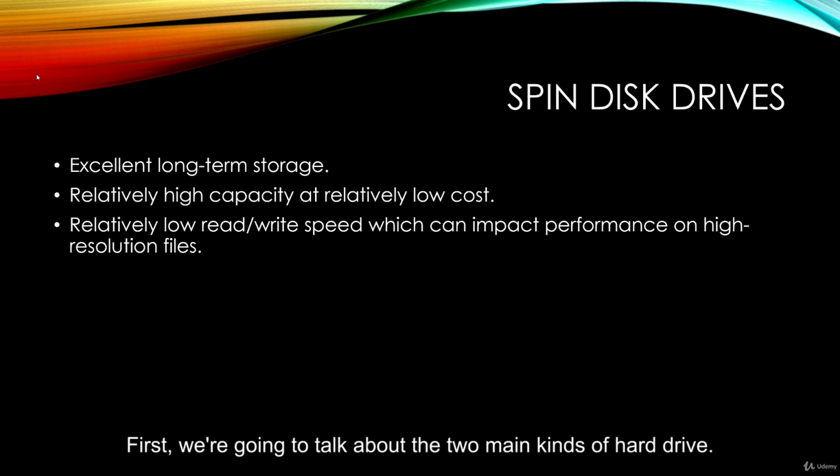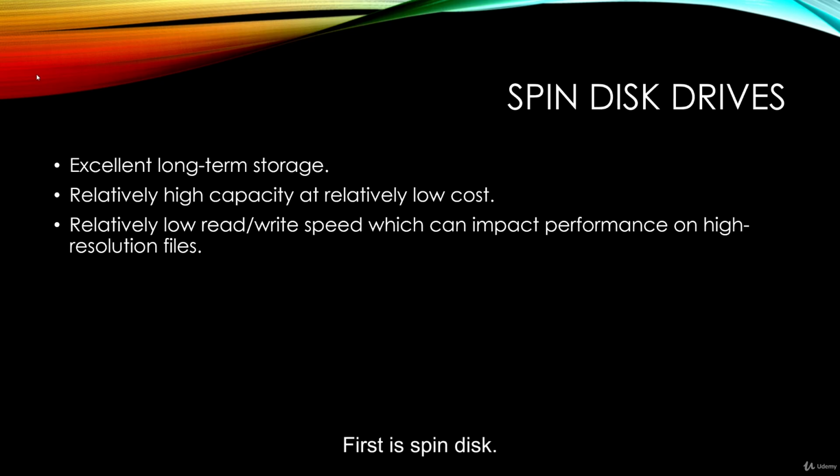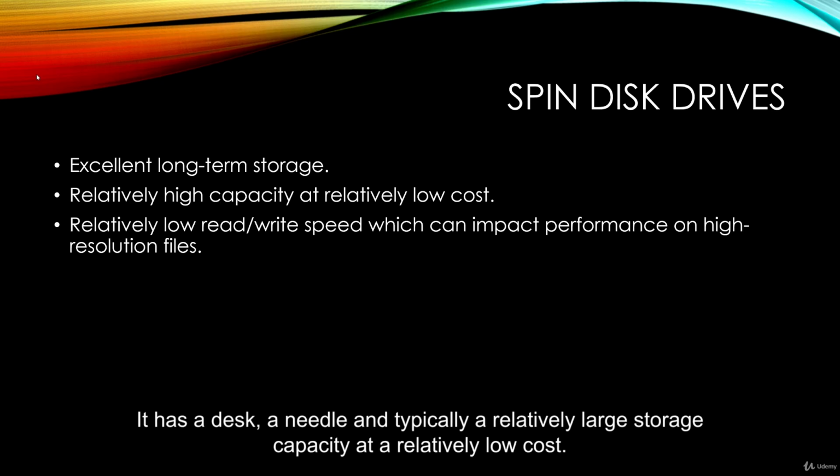First, we're going to talk about the two main kinds of hard drive. First is spin disk, and this is the standard hard drive. It has a disk, a needle, and typically a relatively large storage capacity at a relatively low cost.